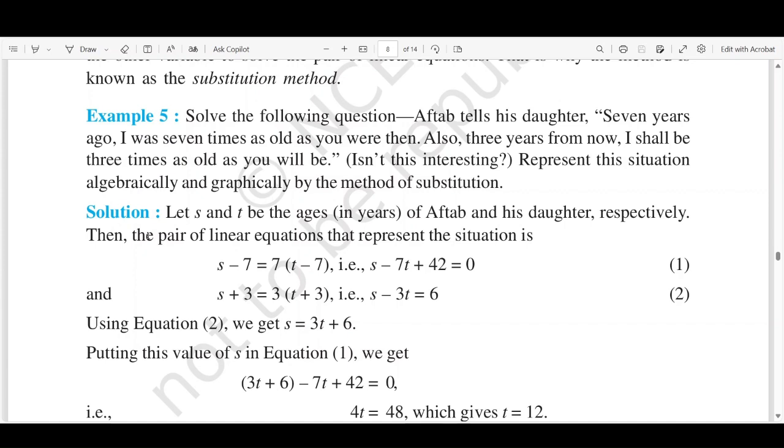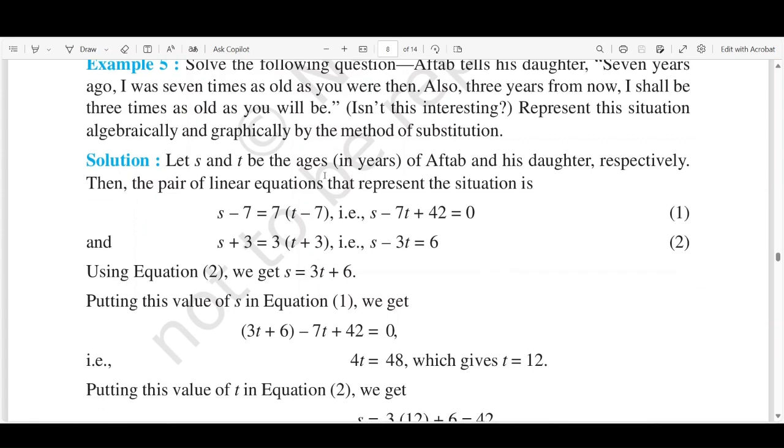Now we have to form the pair of linear equations and identify their ages, right? So here they have taken S and T to be the ages in years of Aftab and his daughter. The current age of Aftab is S and his daughter's is T.